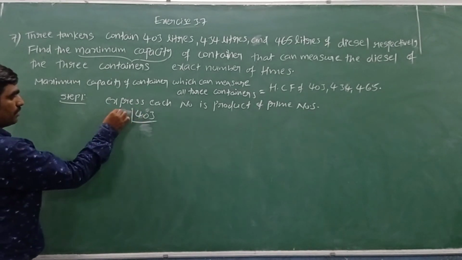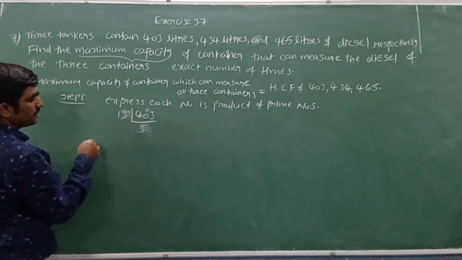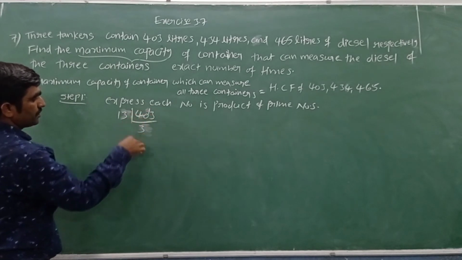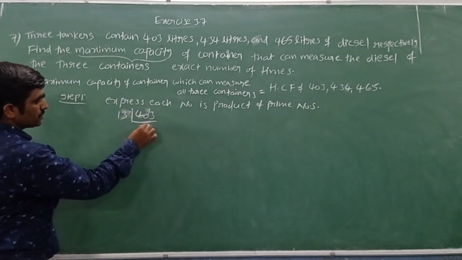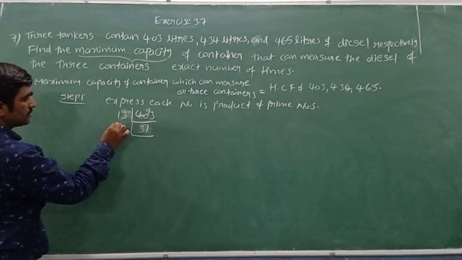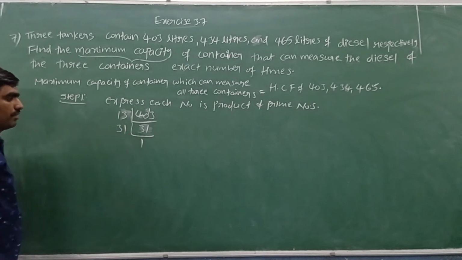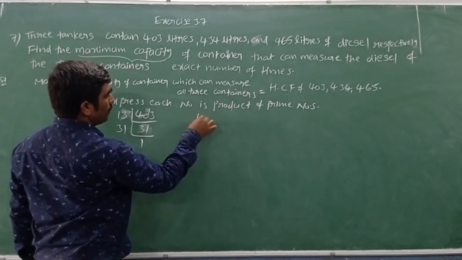Let us check the 13 table. Yes, 13 3s are 39. 40 minus 39, 1 left. Again, 13 goes into 31 twice... 31 itself is a prime number. Yes. Let me write 31. Next number, 434.